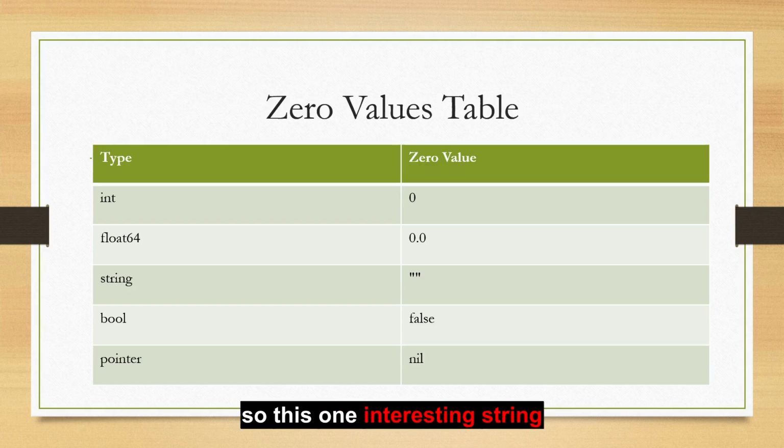String. So this one is interesting. The string zero value is just an empty string, no characters inside. It's like having an empty name tag. Boolean will default to false. So if your variable is like isLoggedIn bool and you have not logged in yet, makes sense, right? Pointer: nil. This is a bit advanced, but pointers are variables that store a memory address. If you have not assigned a value, it just becomes nil, which basically means nothing.